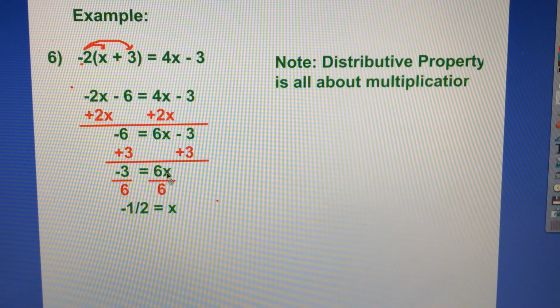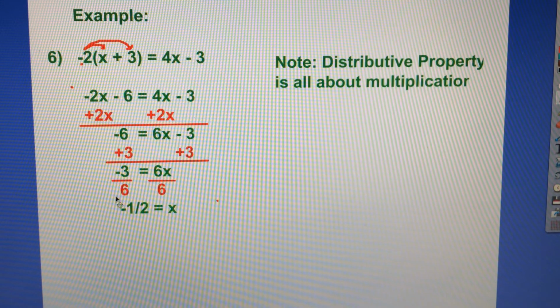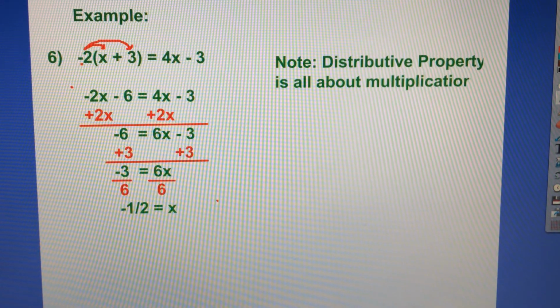X needs to be isolated. Divide both sides, all terms, by 6. And I get negative 1/2 equals x, or negative 0.5.